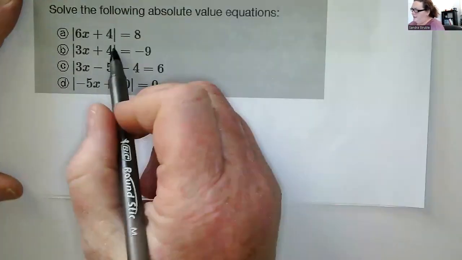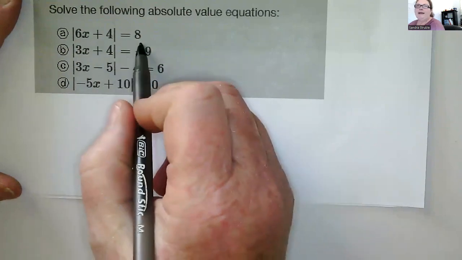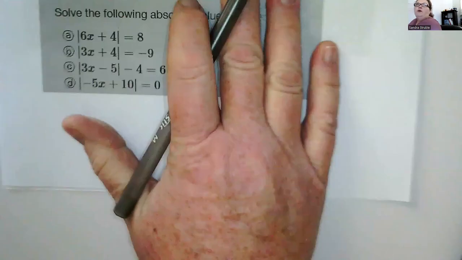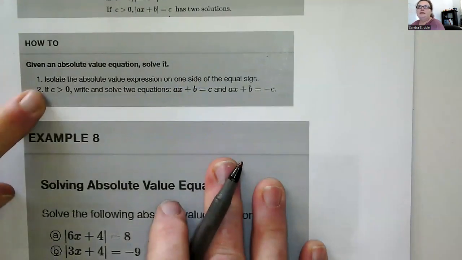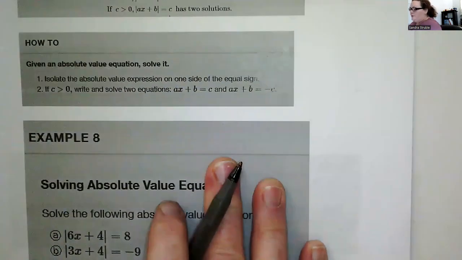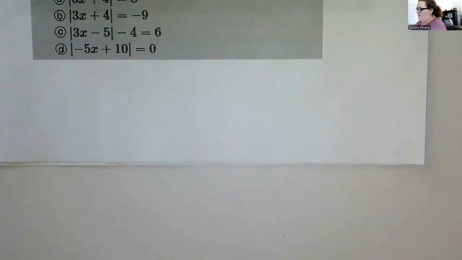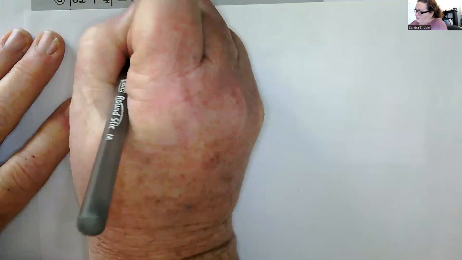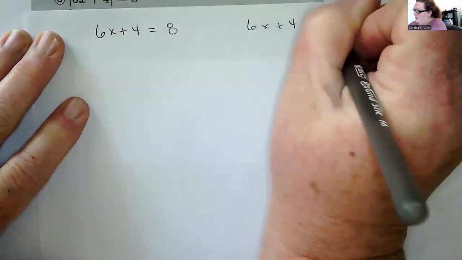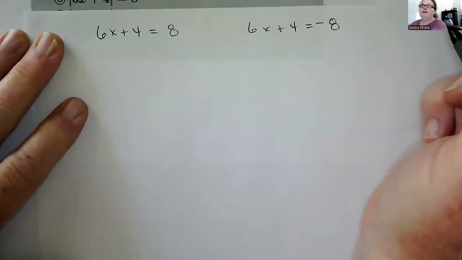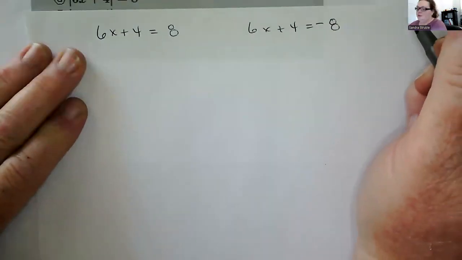So the first one is set up 6x plus 4 equal to 8. Okay, well, that C is greater than 0. That 8 is greater than 0. So we have to set these both up as 6x plus 4 equal to 8 and 6x plus 4 equal to negative 8 and solve for x in both cases. All right, we're going to have two solutions here.